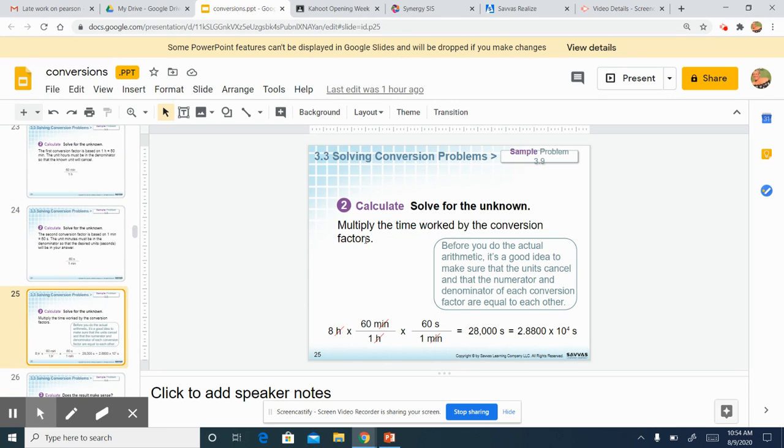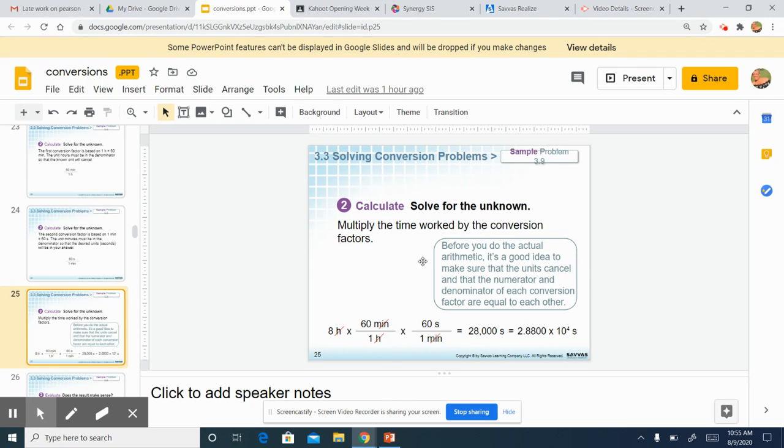So when we get it all set up, it says multiply the time worked by the conversion factors. If we start with 8 hours and we set it up, times 60 minutes over 1 hour. We wanted hours to be in the denominator so it would cancel out. Then the second conversion factor was 60 seconds in 1 minute, and we needed minutes to cancel out, so that seconds would be the unit in our answer.